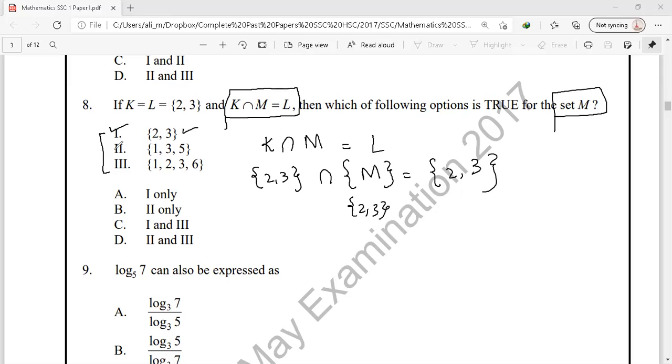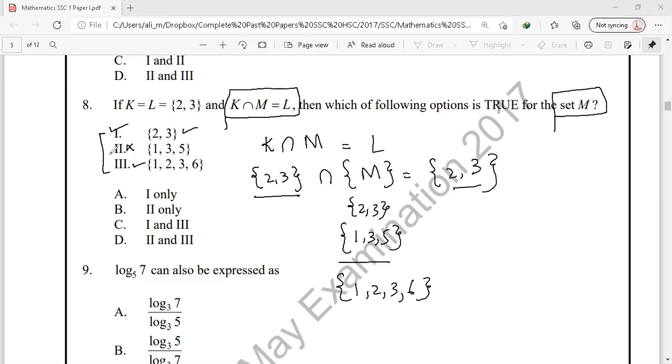Then let's check this set 1, 3, and 5. If we take the intersection of set K with this set M, the intersection would only be equal to 3. It means this condition is false. The last condition is 1, 2, 3, and 6. If we take the intersection of 2, 3 and 1, 2, 3, 6, we get 2 and 3. So this condition is also correct.